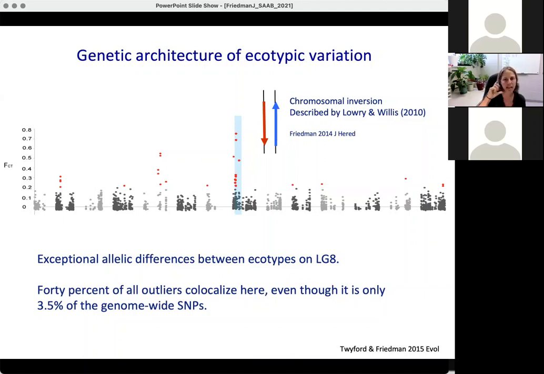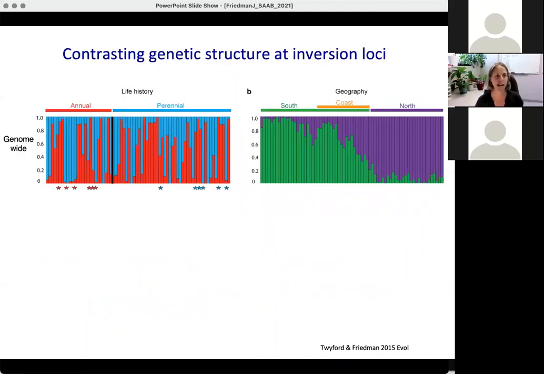And so we know that the annuals tend to have one orientation of this inversion and the perennials have the other. And so we wanted to look at differences within this inversion versus the rest of the genome. And so when we quantified genetic variation genome wide, so this is another way of thinking about genetic variation, each vertical bar here represents an individual, and it's a clustering algorithm that groups individuals that have genetic similarity.